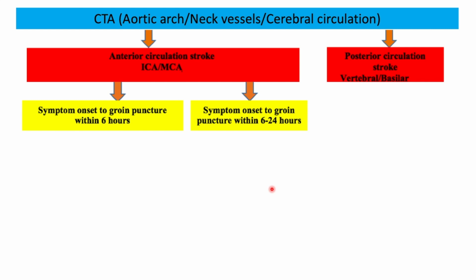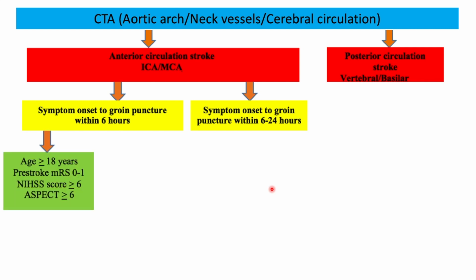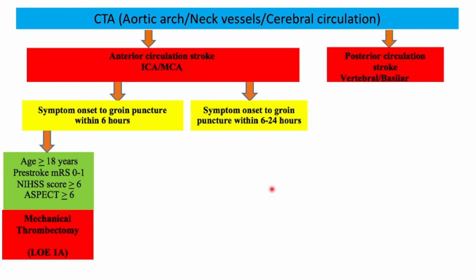If the symptom onset to groin puncture can be done within 6 hours of symptom onset, age is more than 18 years, pre-stroke mRS is 0 to 1, which means functionally he was very independent before this stroke occurred, NIHSS stroke scale is more than 6, which means it is more than mild stroke, and ASPECTS score is more than 6, which means that on the CT brain, there are not many hypodensities already established, then this patient qualifies for mechanical thrombectomy, and this is a class 1A indication.